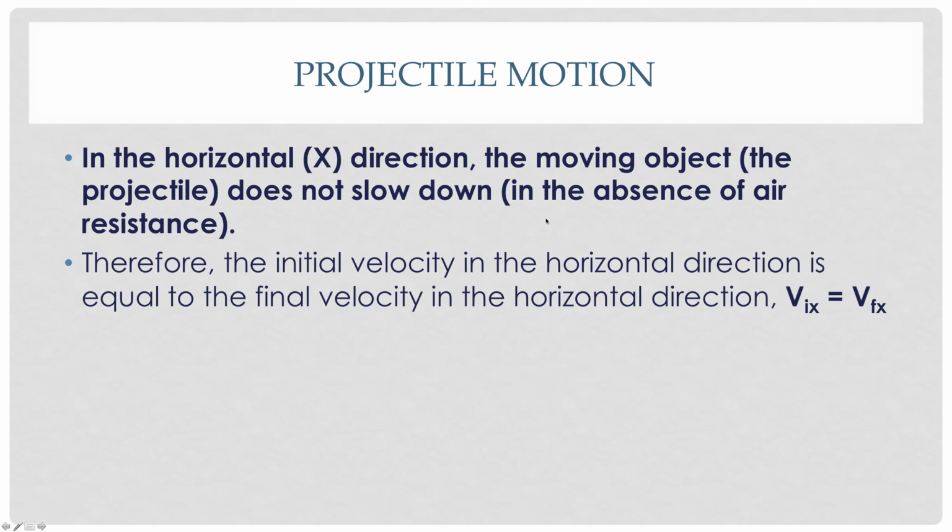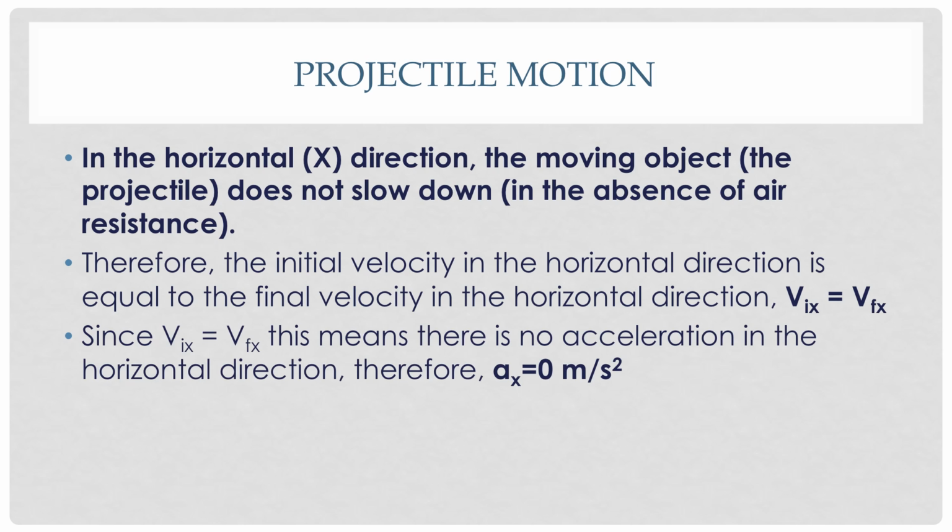So with horizontal direction in the x direction, our moving object does not slow down. We are going to ignore air resistance. In reality, air's there, it's going to slow down our object, but for our calculations, we are ignoring it. So that means that our acceleration in the horizontal direction is 0. So every problem you work out, this should just be memorized and known, that your acceleration in the x direction is 0 meters per second squared. This also means that your initial horizontal velocity is the same as your final horizontal velocity.